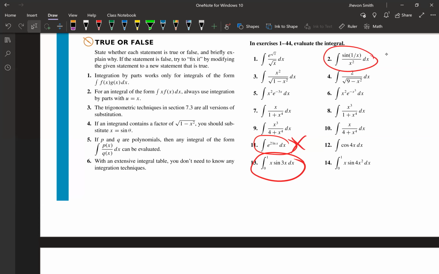What about this one? Sine of 1 over x squared. Maybe tell me the answer. What's the answer? You guys died. Okay, that's a substitution. u equals 1 over x. Your du is going to be minus 1 over x squared dx. The integral is going to be cosine of 1 over x, because your du is going to be the minus dx and so on.